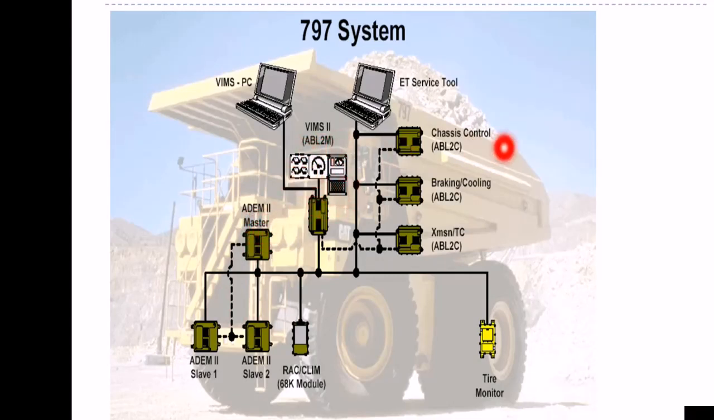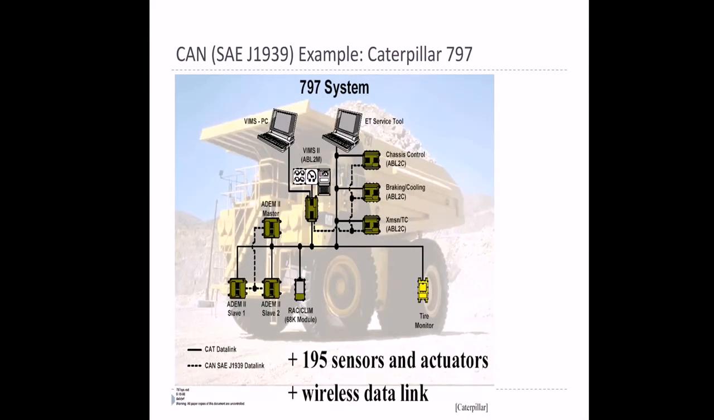All this data can be transmitted and received as messages, or the information can be shared with the instrument cluster so that it can be displayed on the dashboard. So this is one of the examples. In this we have 195 sensors and actuators, and a wireless data link. The wireless data link is one of the advanced methods that Caterpillar has reached and is using for heavy-duty vehicles.